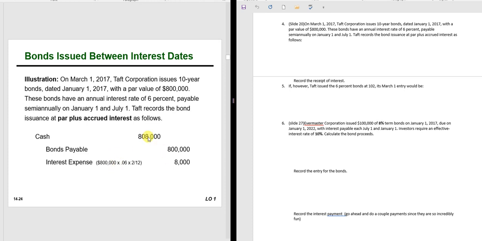So it's $8,000. Notice they credit interest expense. You could honestly credit interest payable, but crediting interest expense is going to be a little confusing. But notice I have a credit in interest expense. Let me see if I can draw this because it'll stay here.